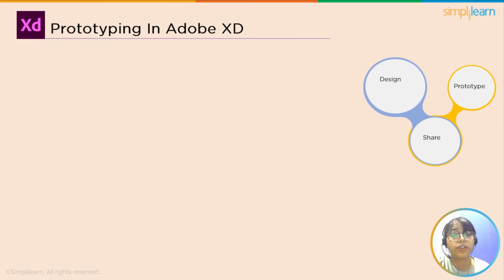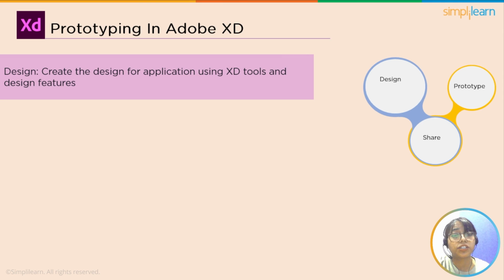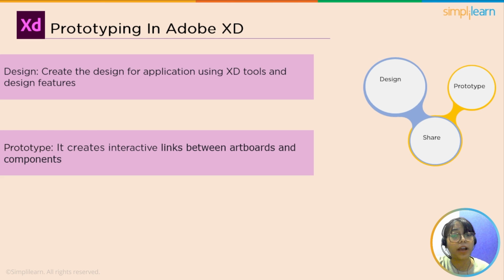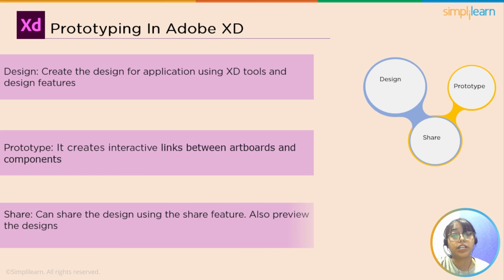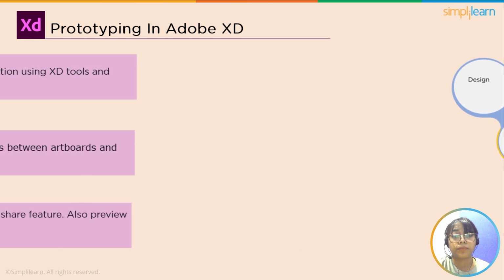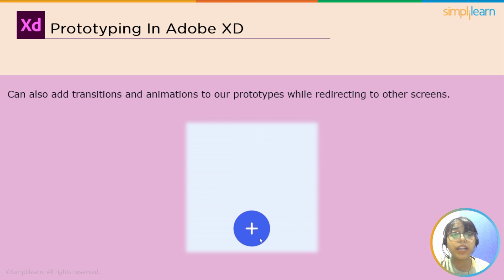So, in the design mode, we create the design for our applications using Adobe XD tools and design features. Then we switch to prototype mode to specify the interactive links between the artboards and components. We can also create prototypes using the components tree. Once we are done with the design and prototype, we can share the design using the share feature. We can preview the designs and prototypes using the preview feature. The prototype is one of the finest features of Adobe XD, which makes it different from other tools. We can also add transitions and animations to our prototypes while redirecting to other screens.